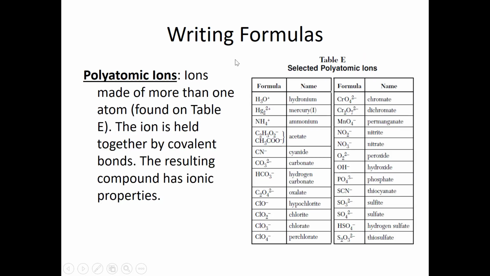So dealing with ions, we also have what's called a polyatomic ion. Polyatomic ions are ions that are made of more than one atom, hence the prefix poly. Poly means more than 2, okay, or 2 or more, and then atomic, or atom. So we have these that are found on Table E. The ion is held together by covalent bonds, but results in an ionic compound.